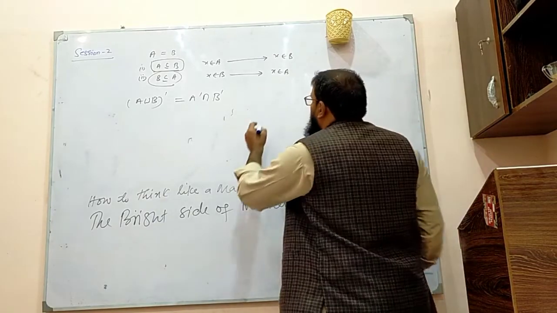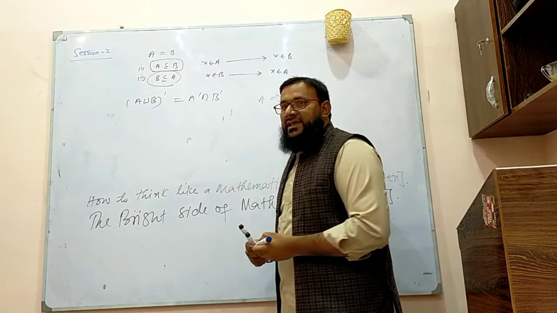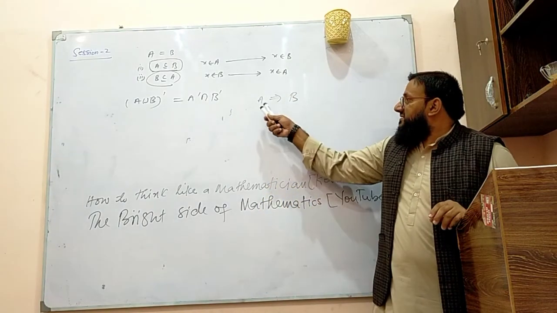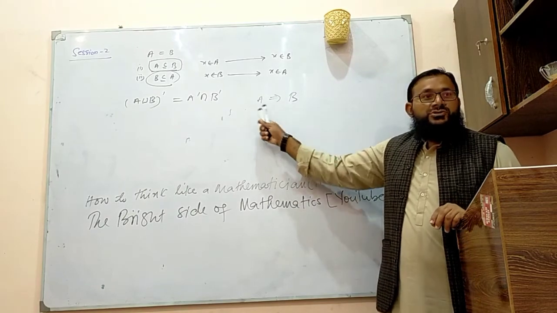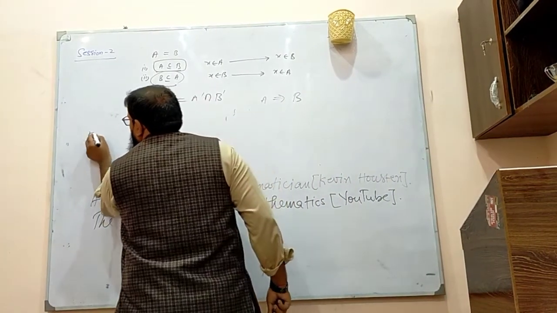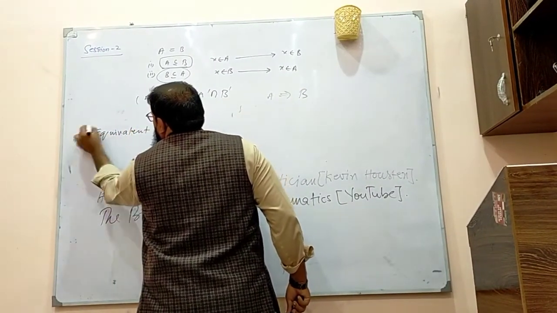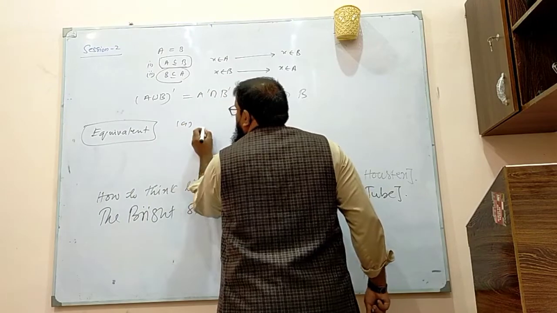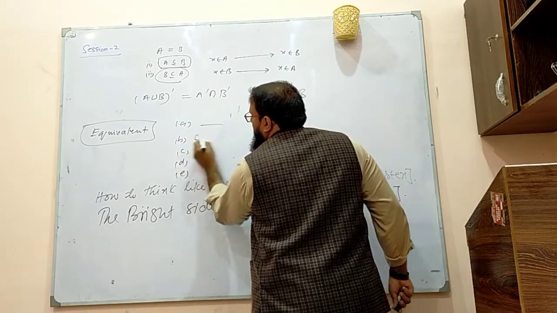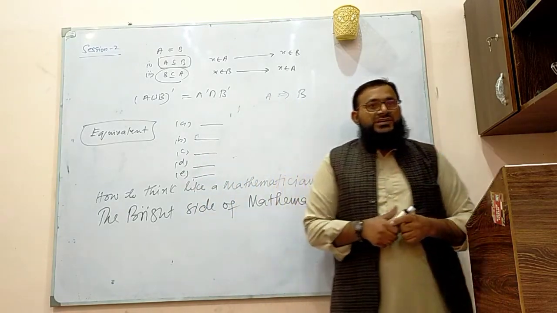If you want to prove that A implies B, you have to take A and prove B out of that. But how many statements are there? Two statements. But if the question is, prove that the following statements are equivalent, and the statements are A, B, C, D, E, 5 statements are given to you, then you have to prove that.